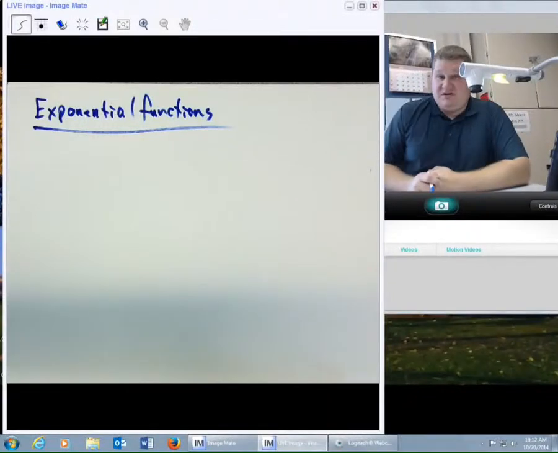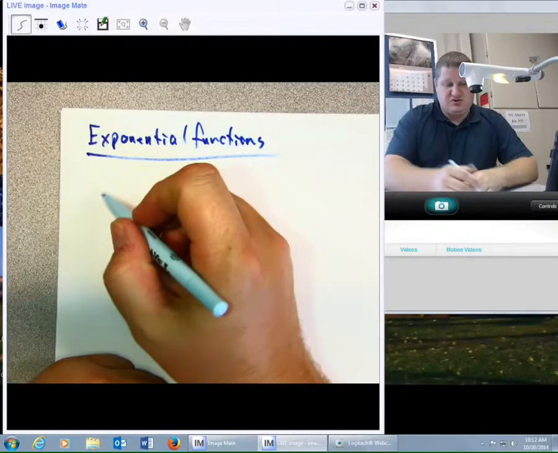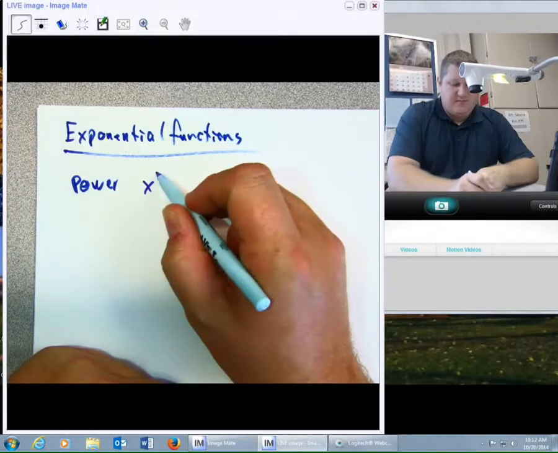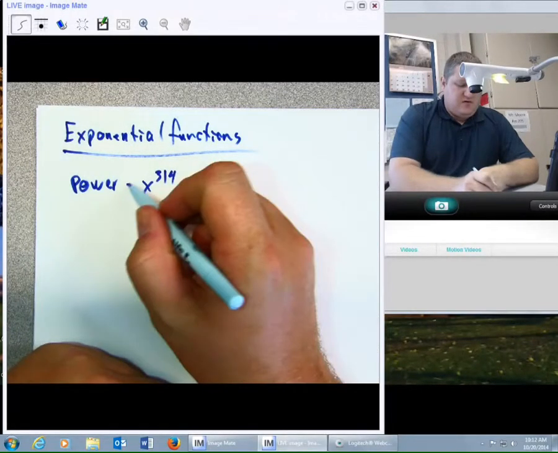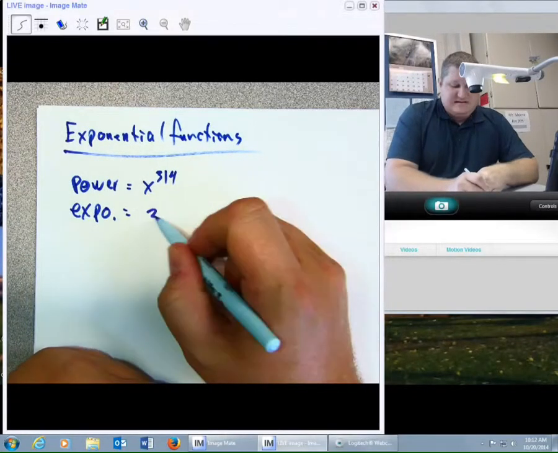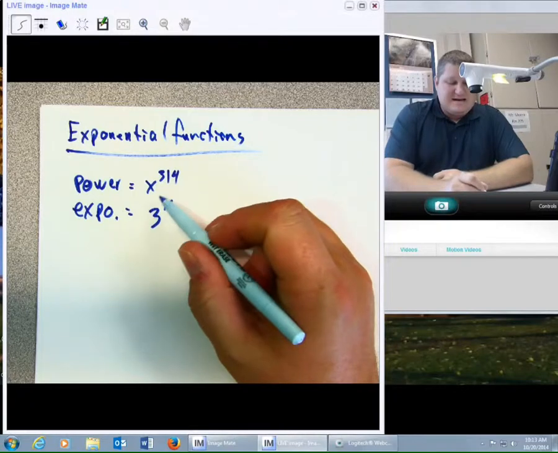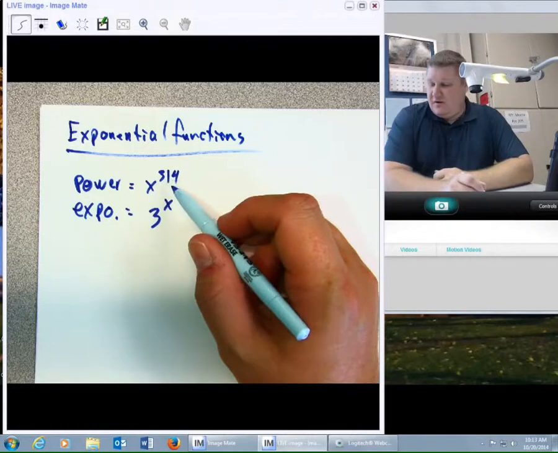Okay, ladies and gentlemen, let's start talking about exponential functions. Now, exponential functions are different from power functions in that power functions are x raised to some power, 3, 31, 314. Those are power functions. Exponential functions are going to be something raised to the variable. So it's actually the variable that's changing in the exponent, not some variable raised to a fixed exponent. So that's why we have exponential equations.